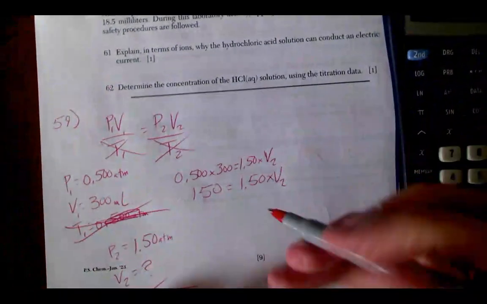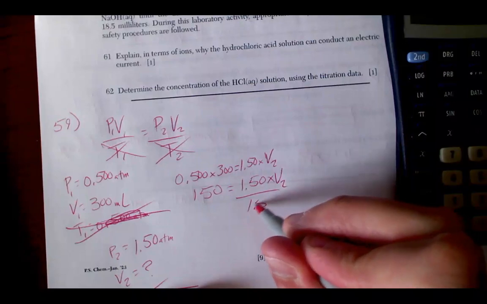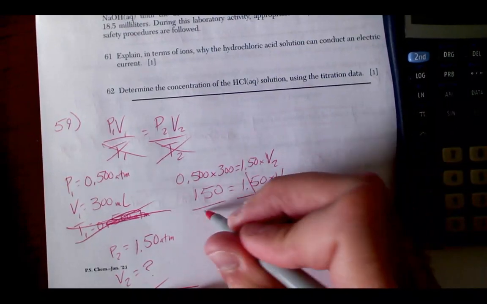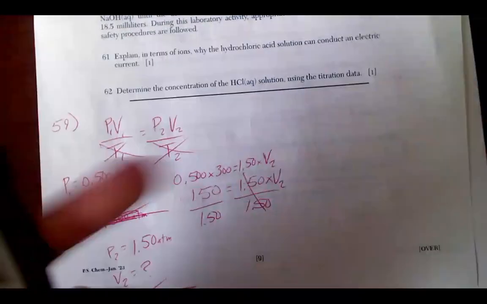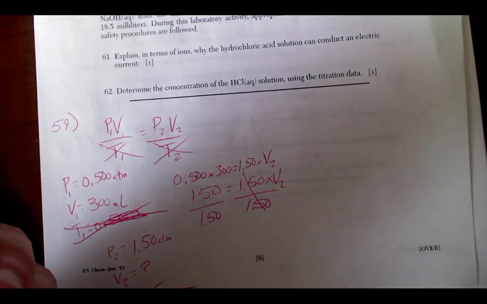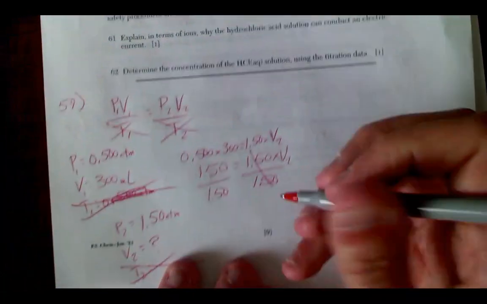And now I want to get V2 by itself. I'm going to divide by 1.50 over on this side. It's going to cancel out. Divide by 1.50 on the other side. And 150 divided by 1.50 is going to give me a new volume of 100 milliliters.